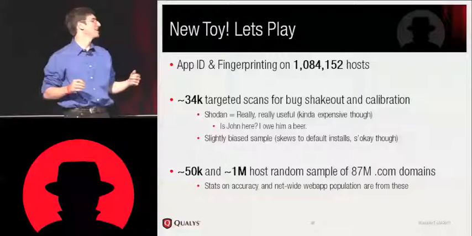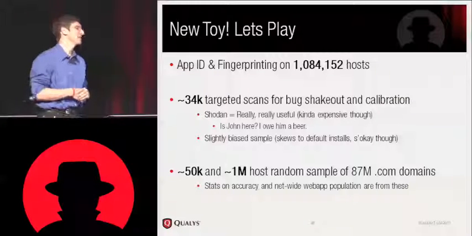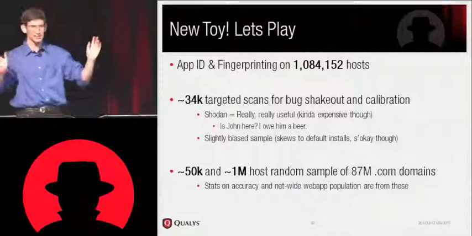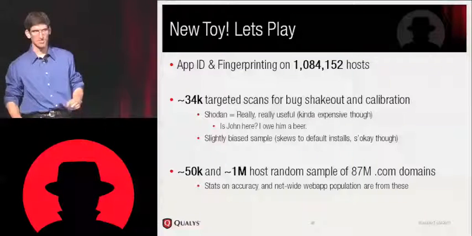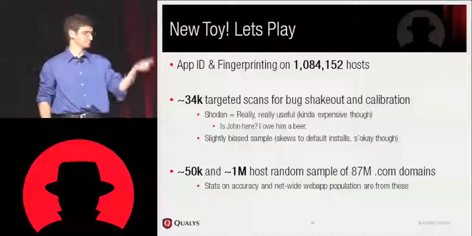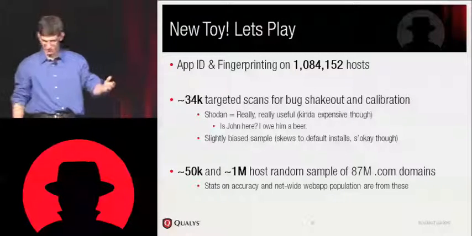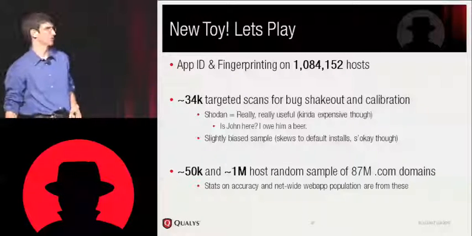OK. Then got a dump of 87 million .com domains. And said, OK, let's go and do app guessing and then fingerprinting on all of those. So discover if there is a supported app there, and then go ahead and fingerprint it and see what version's there, and take the results from that and see what interesting stuff cropped up.